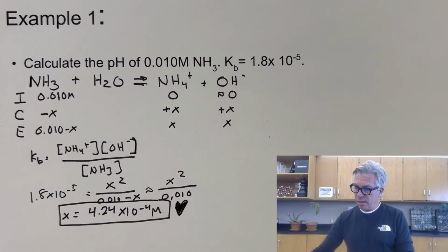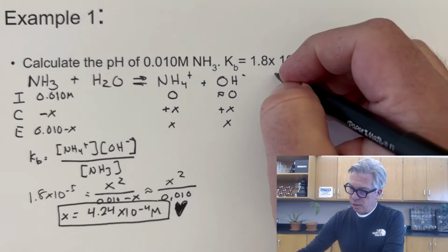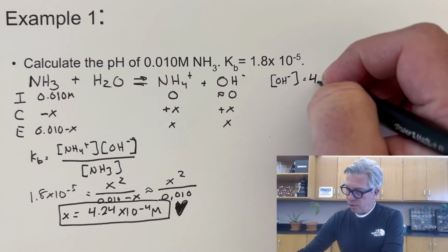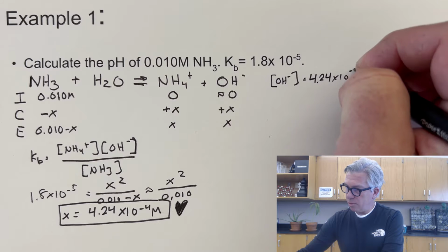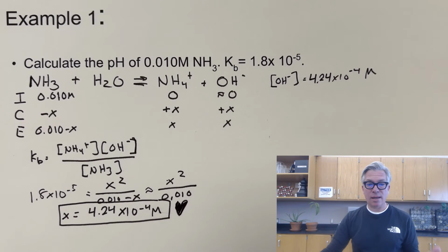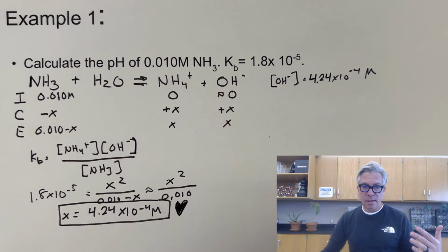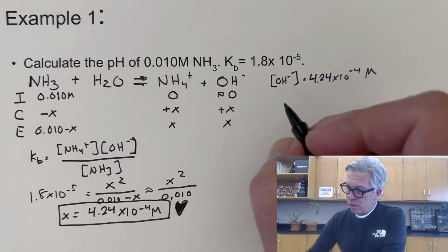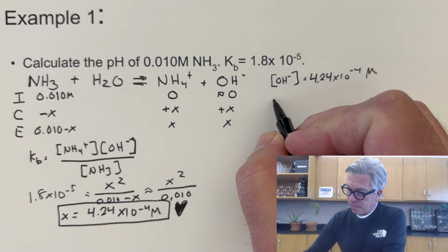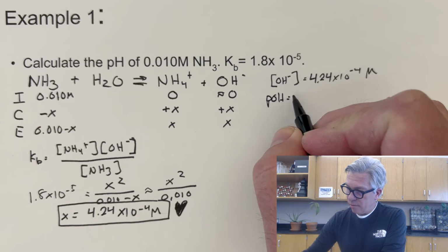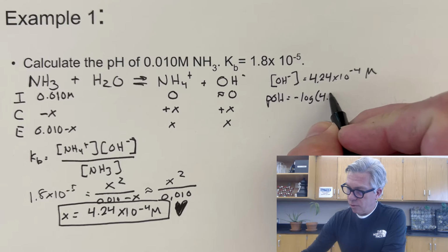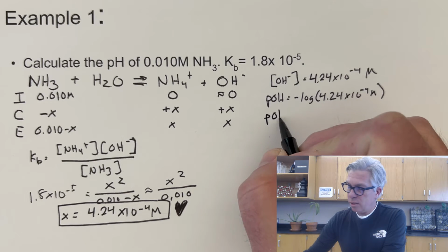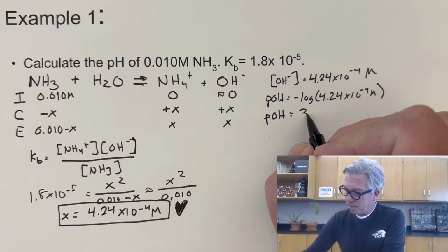Okay, now this concentration, though, is going to be 4.24 times 10 to the minus fourth moles per liter. That's the concentration of the OH minus ion. Okay, and what I can do with that, I have to take two steps here to get the pH. I'm actually going to find the pOH. The pOH, which is the negative log of 4.24 times 10 to the minus fourth. And the pOH here is going to be 3.37.